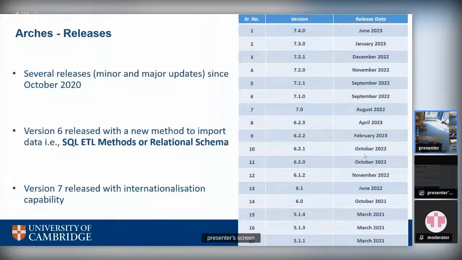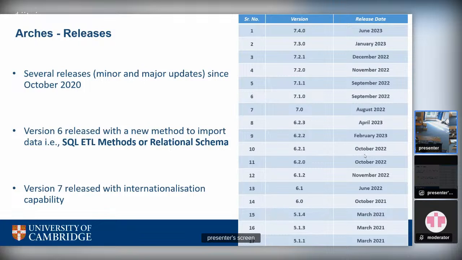And in version 7, there was a release that had internationalization capability, so you can translate the whole platform, both static labels and the dynamic data, into local languages. For example, two of the main languages that we are working with are Urdu and Hindi.